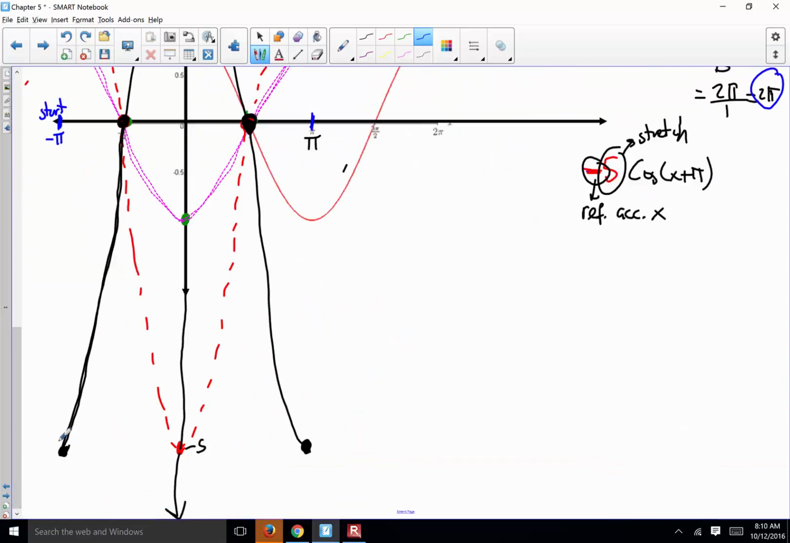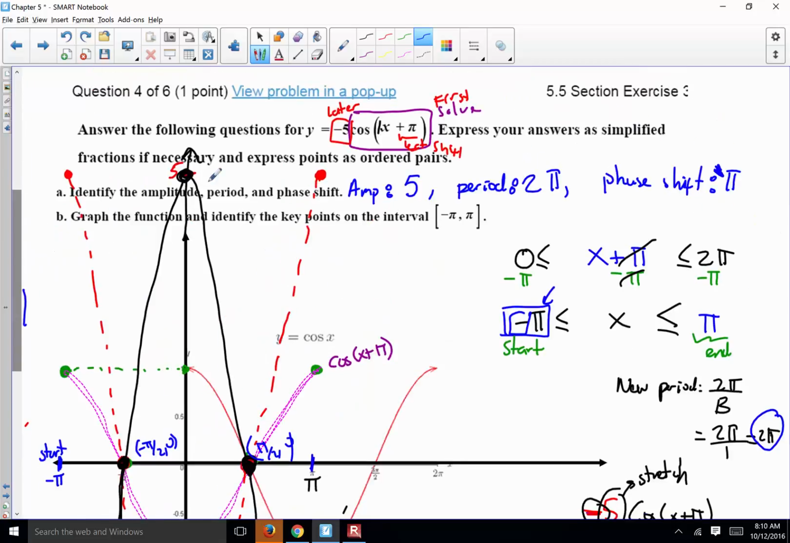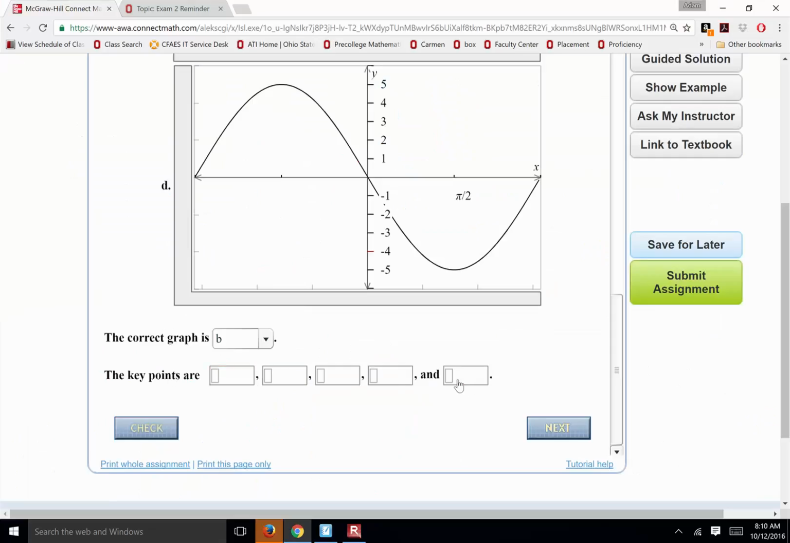So you just need to enter these by coordinate. This is minus pi, minus 5. Pi, 5. And what is this value? Minus pi over 2, right? Minus pi over 2, 0. This is pi over 2, 0. Look, it's right between 0 and this. It's halfway. And what is this maximum? 0, 5, right? Those 5 points will go right here.